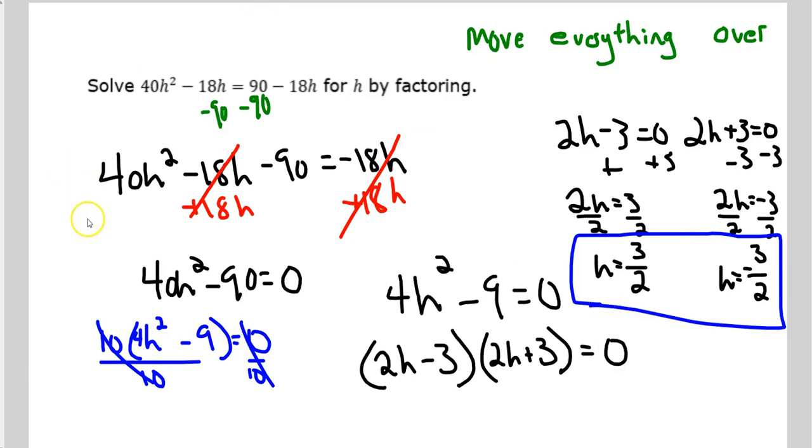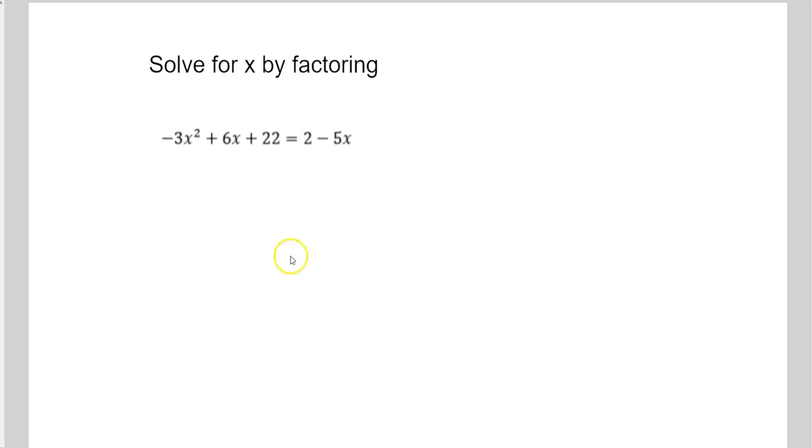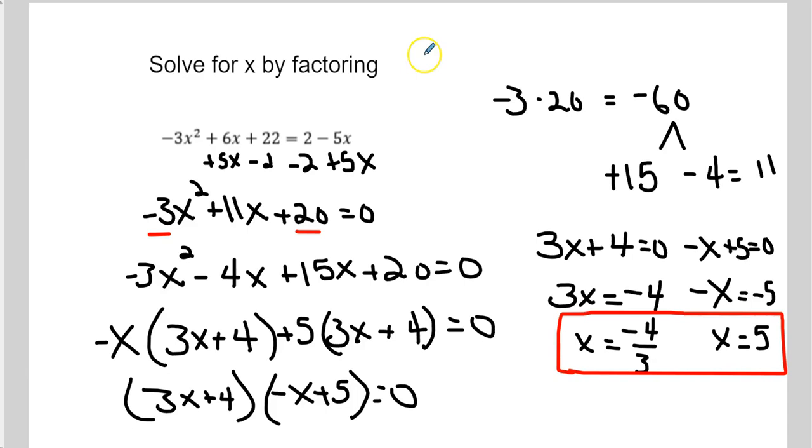Alright. Last one. Take a second, solve for x, move everything on the right side to the left, and then set your factors equal to 0. Okay, so we should have gotten negative 4/3 and 5.